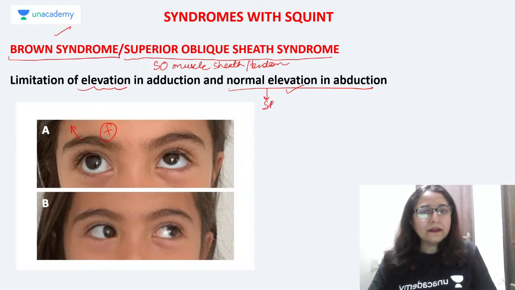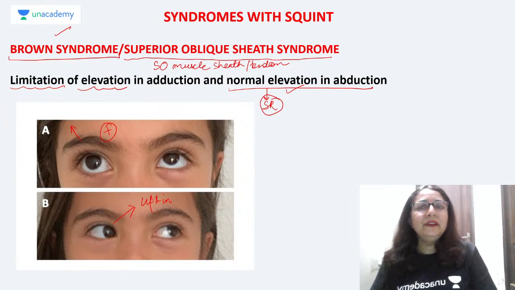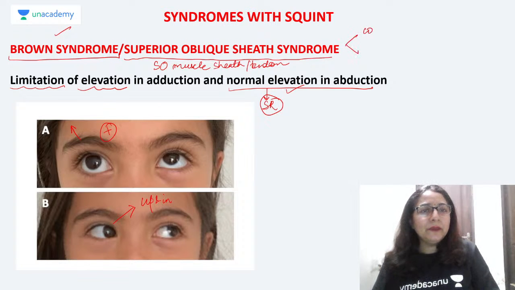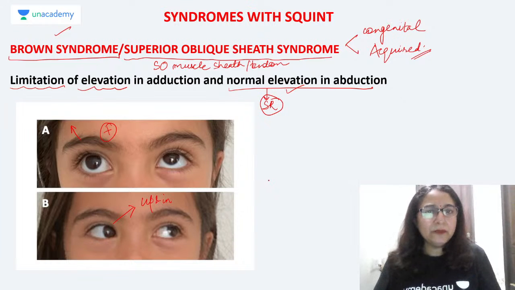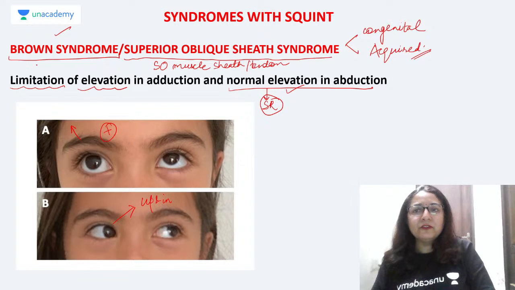In this, the superior rectus is the main elevator, so this part is normal. But when the patient wants to look up and in, that is elevation in adduction, that is limited, as you are seeing in this picture. When the patient tries to look upwards in adduction, it is limited due to abnormality of the superior oblique sheath. The causes of Brown syndrome can be congenital or acquired. It can be present since birth, or it can arise later due to inflammation or fibrosis of the superior oblique muscle. But this leads to this typical problem known as Brown syndrome.